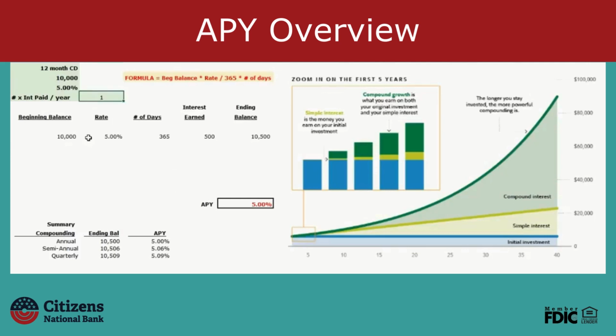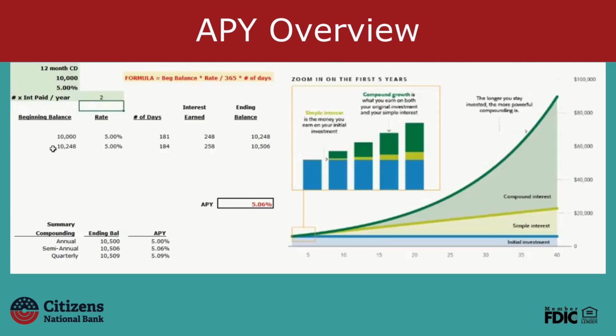So what happens if we pay interest semi-annually or 2 times a year? So we multiply 10,000 times the rate of 5% divided by 365 times 181 days. That's 6 months or half a year of days in this example. So during that first payment period, they will have earned $248 of interest. At 6 months, the balance would be $10,248 because we've paid them the interest.